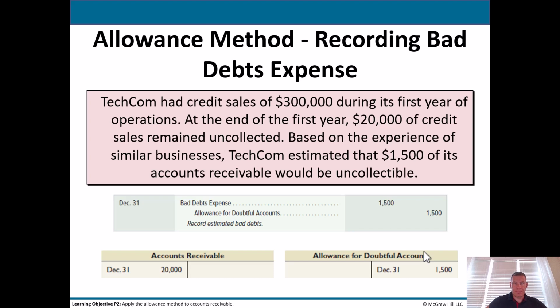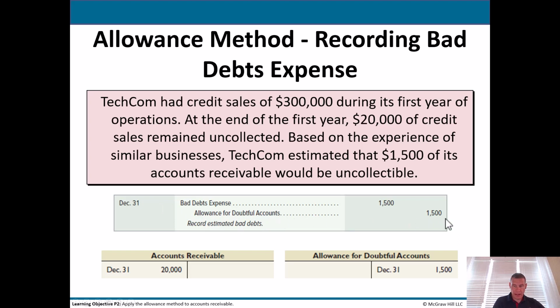TechCom had credit sales of 300,000 during its first year of operations. At the end of the first year, 20,000 of credit sales remained uncollected. Based on the experience of similar businesses, TechCom estimated that 1,500 of its accounts receivable would be uncollectible. So they're going to debit bad debts expense, like we did before. They're not going to credit accounts receivable directly, because we don't know yet if anybody's going to flake. So we're going to record it to an account called allowance for doubtful accounts.